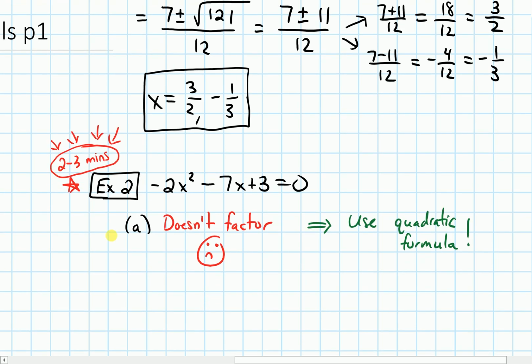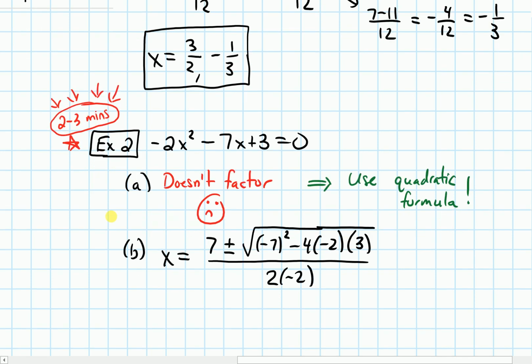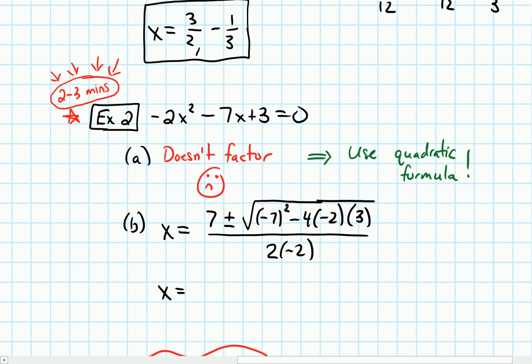All right. So A, it's not possible to factor, so let's do it with the quadratic formula. That's part B. So we'll get x equals negative b, which is going to be positive 7, plus or minus the square root of b squared, so negative 7 squared, minus 4 times a, which is negative 2, times c, which is 3, all over 2a, so all over 2 times negative 2. And now simplifying this, we have x equals 7 plus or minus the square root of, so negative 7 squared, that's 49. And negative 4 times negative 2, that's 8, times 3 will give us 24. So we'll have plus 24 over negative 4.